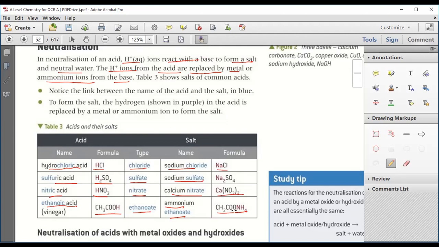Now we will see how these reactions are going to take place, especially 1, 2, and 3. Now see, the acid name is used in the salt. Suppose we have this HCl. HCl is known as hydro.